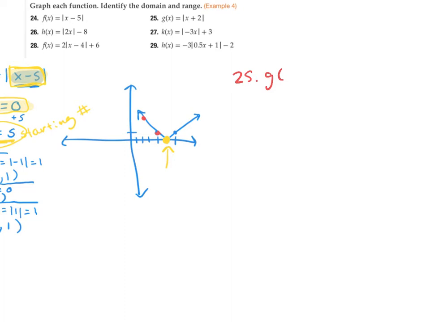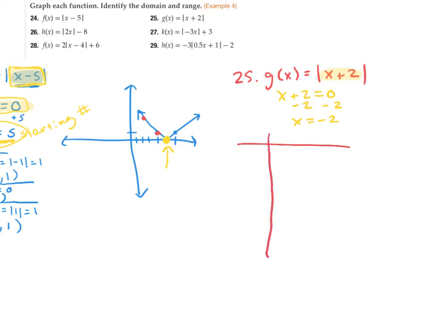So we have g of x is equal to the absolute value of x plus 2. So to find our starting number, we set what's inside of our absolute value equal to 0. So we have x plus 2 is equal to 0. We subtract 2 on both sides, so x is equal to negative 2. So when we plug in numbers, we're going to plug in negative 2, and then we need one number smaller and one number bigger.